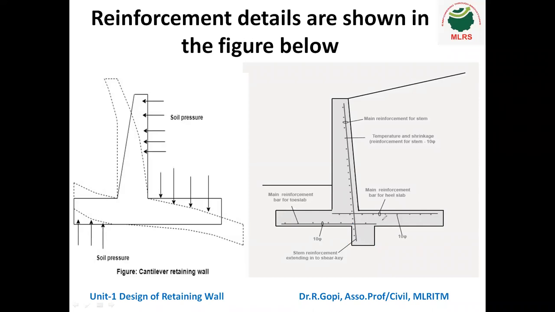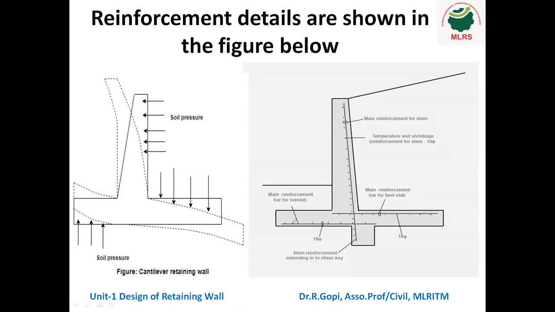Coming to the heel slab, you can see the main reinforcement bar for the heel slab. In this heel slab, tension occurs at the top of the heel slab, so we have to provide the reinforcement in the top tension zone.